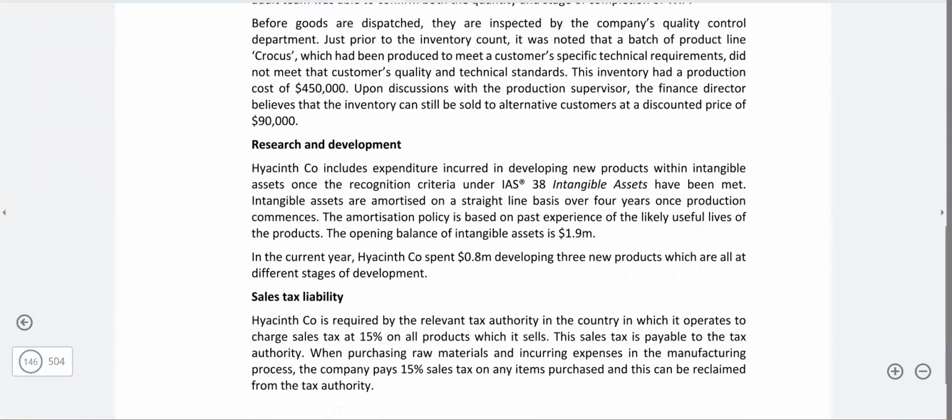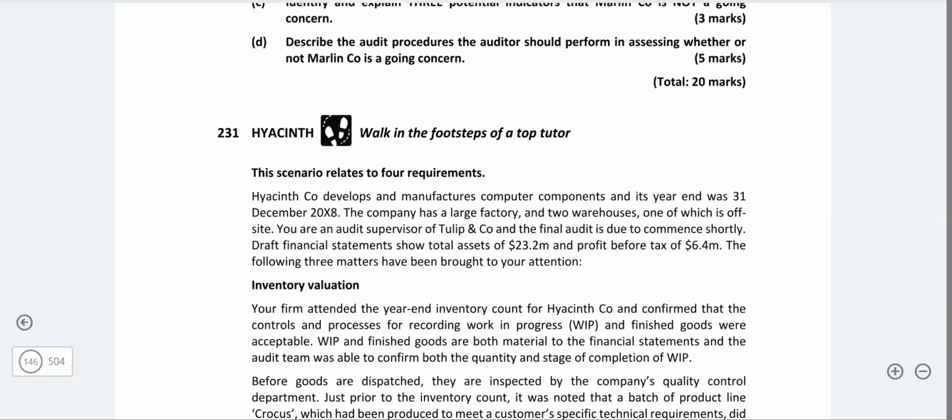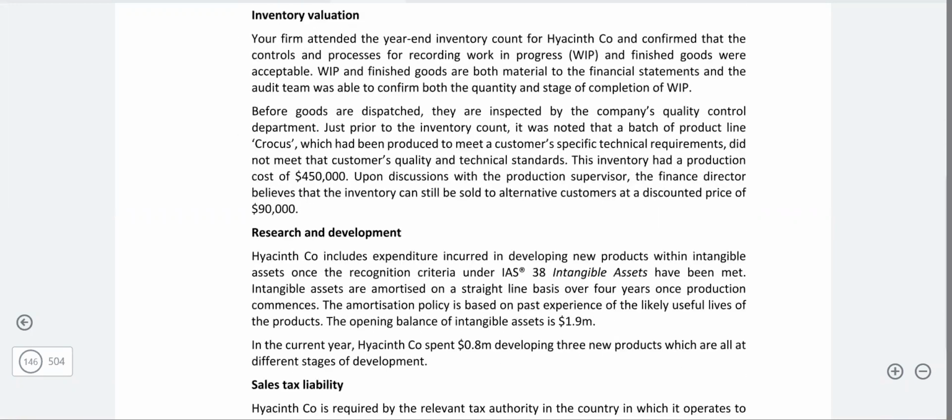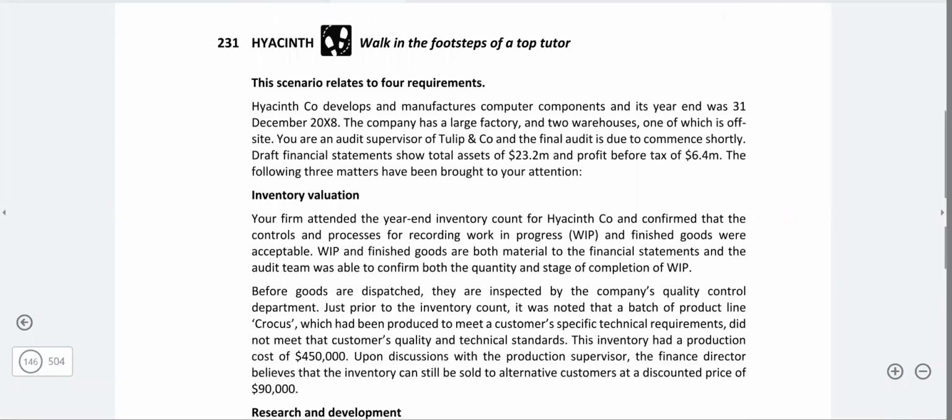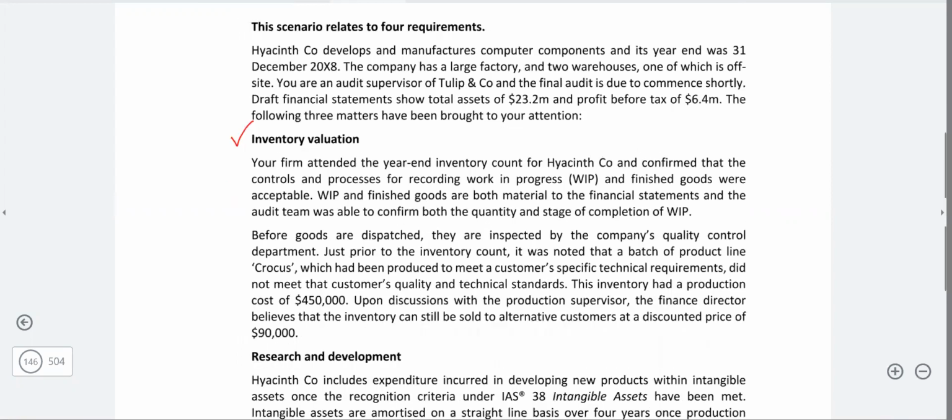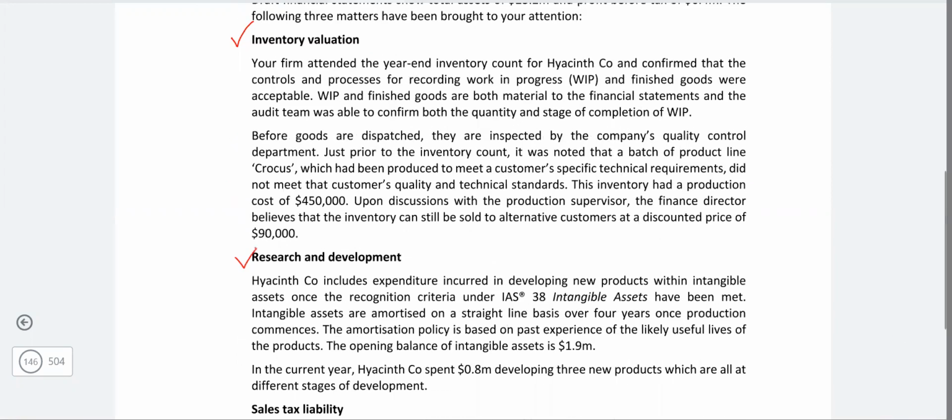So yes, this is a question from your Kaplan Git, question number 221. Hyacinth is the name of the question, and we have different paragraphs in it. First of all, inventory valuation. The next one is research and development. Now we know that inventory is IAS 2. You don't need to remember the standard, by the way, I'm just telling you, because you need to bring the accounting treatment to your mind when you are making the substantive procedure. So IAS 2 is about inventory.